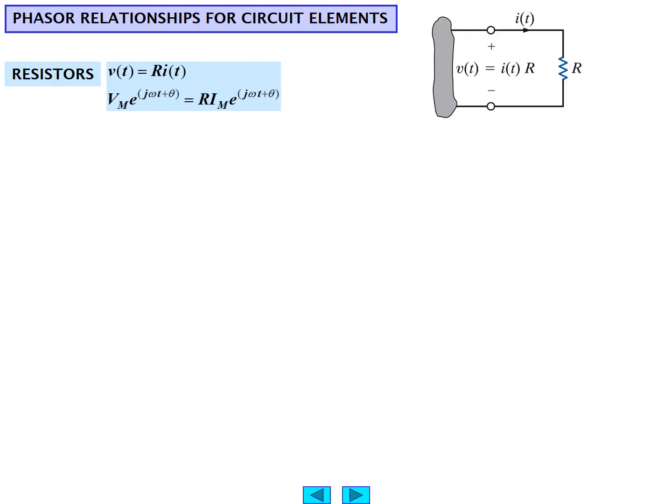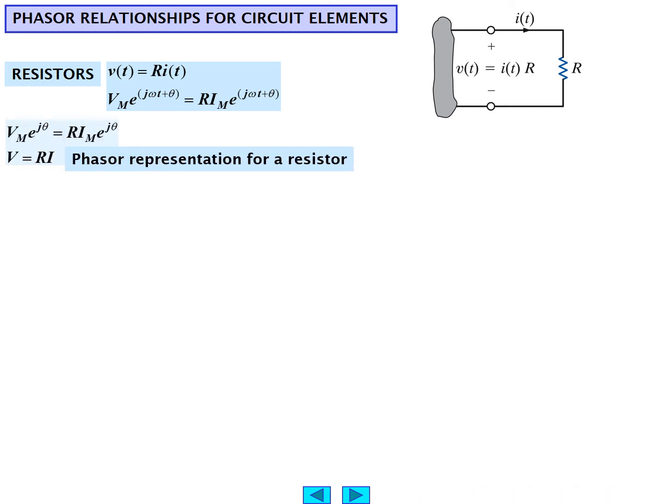For resistors, we have an easy case. V of t is equal to R times I of t, or if you will, V sub m e to the j omega t plus theta is equal to R I sub m e to the j omega t plus theta. V sub m e to the j theta is equal to R I sub m e to the j theta, or if you will, V equals RI, which is the phasor representation for a resistor because there is no phase shift.